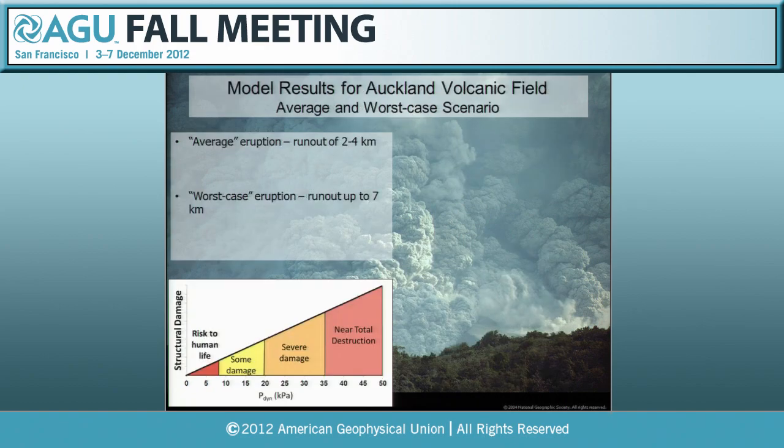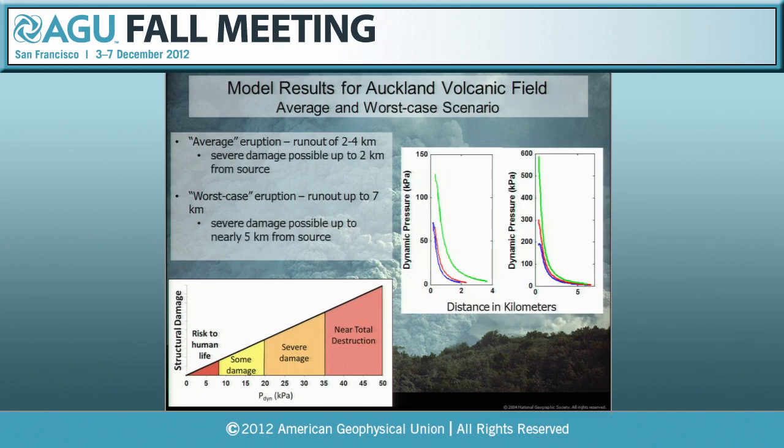Okay, so for the case of the Auckland volcanic field, we are going to apply the model in terms of assessing damage potential for an average case eruption with a runout of about 2 to 4 kilometers and a worst case scenario of a runout distance of up to 7 kilometers. The plots here show the average case between 2 to 4, and the worst case up to 7. And essentially here, you could expect severe damage up to at least 2 kilometers from source for the average case scenario, and up to 5 kilometers from source for the worst case scenario. And so this is just to illustrate how a numerical tool like this can be used to assess hazard potential in volcanic fields, such as the Auckland volcanic field.